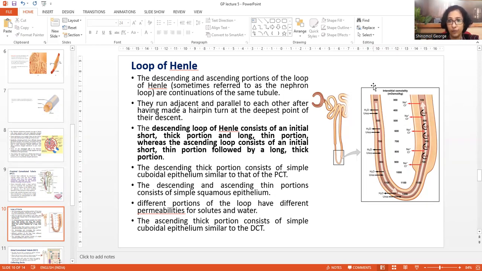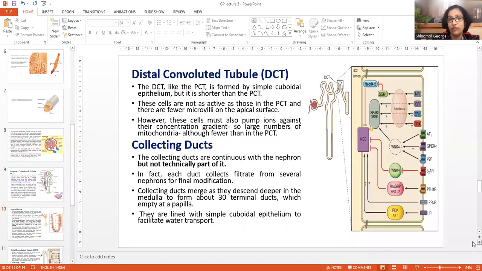The descending thick portion consists of simple cuboidal epithelial cells similar to the proximal convoluted tubule, and the descending and ascending thin portions consist of simple squamous epithelium. Different portions of the loop have different permeabilities for solutes and water, and the ascending thick portion consists of simple cuboidal epithelium similar to that of the distal convoluted tubule.